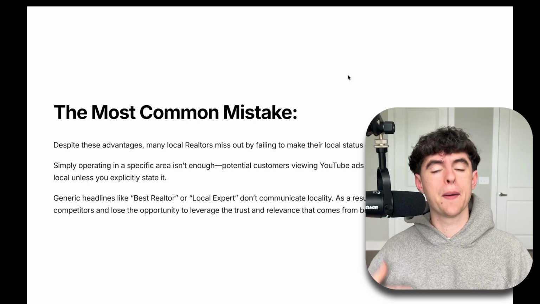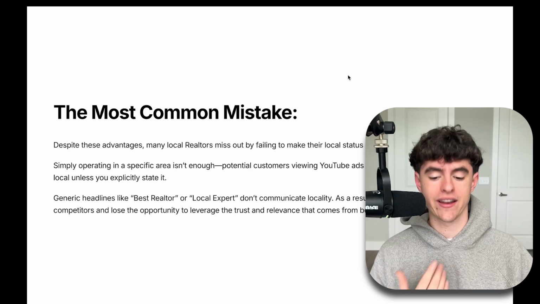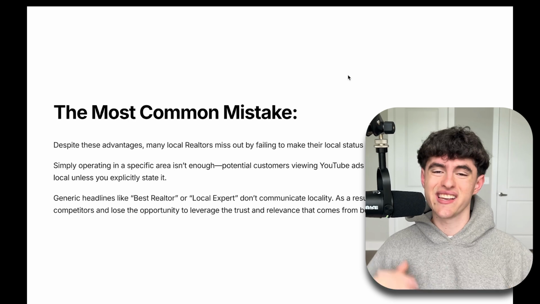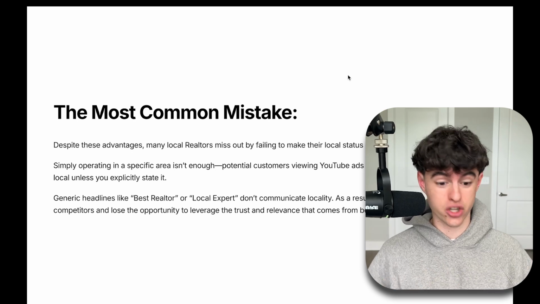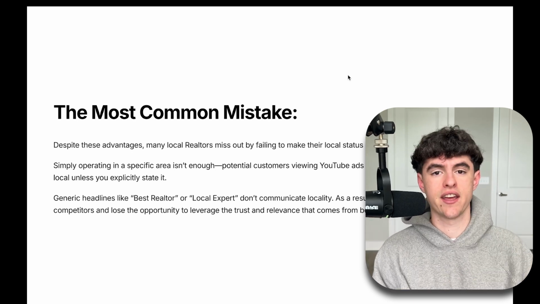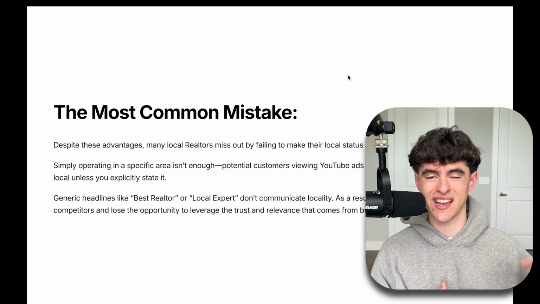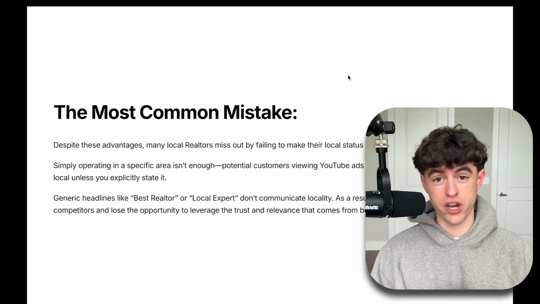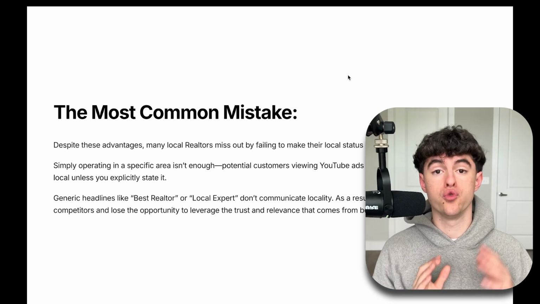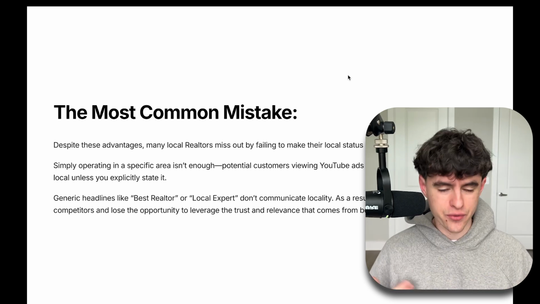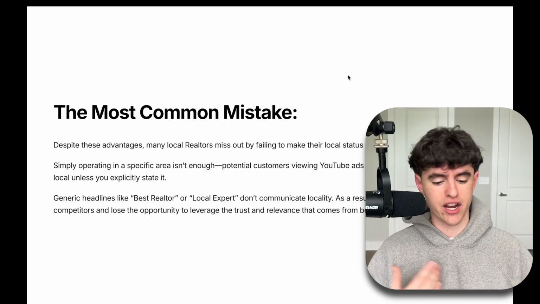But despite all of these advantages, most local realtors miss out by failing to make their local status clear and explicit in their ad campaigns. What's important to understand is that simply operating in that specific area is not enough. Potential customers viewing your YouTube ads won't necessarily know that you're local unless you explicitly state it. YouTube is an international streaming platform. You can watch videos posted from anywhere throughout the US and the world. With this being the subconscious perceived notion in everyone's minds, you need to explicitly state your local callout. Generic headlines like best realtor or local expert do not communicate locality explicitly. Because of this, realtors blend in with all the generic competitors and lose the opportunity to leverage the trust and relevance that comes with being nearby.